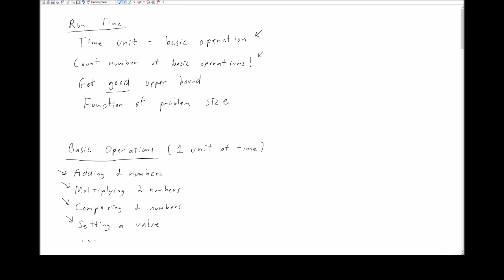The size of the problem is going to be a little bit more fiddly than what a basic operation is. The size of a problem can really be anything at all. It should make itself apparent when we're analyzing the algorithm what size actually means. We'll go through an example to firm up these ideas.